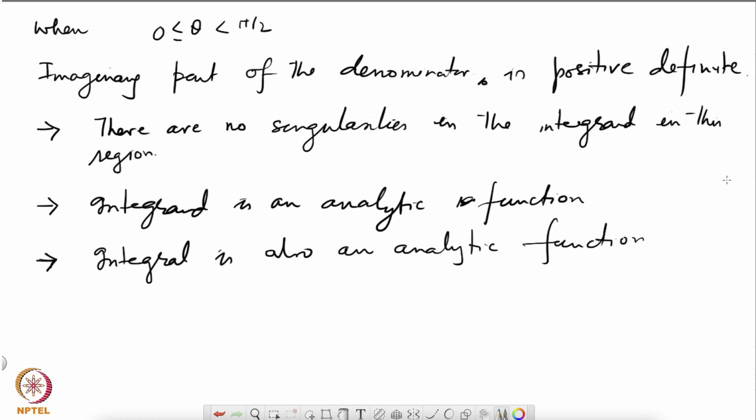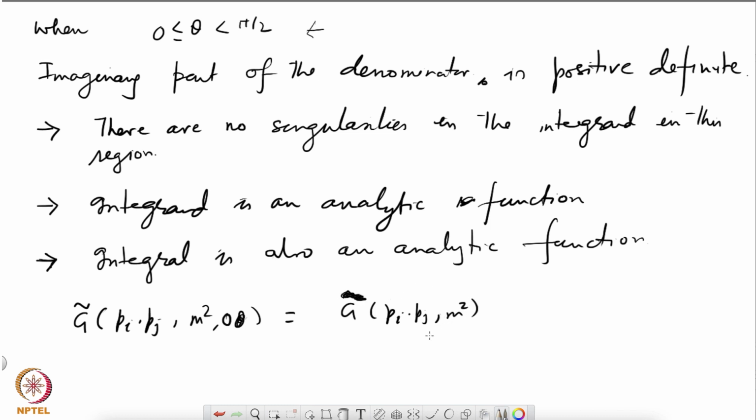So here we have seen that the way we are rotating the contour from 0 to pi by 2, we do not have any singularities that appear. So what is the upshot? The upshot is that our G tilde or F tilde, with m square and theta, is the same as, if you put theta equal to 0, the Green's function G of p_i, p_j, m square. So that's the same Green's function for this value of theta, and this is what we want to understand, right? Whether this is a well-defined object or not.